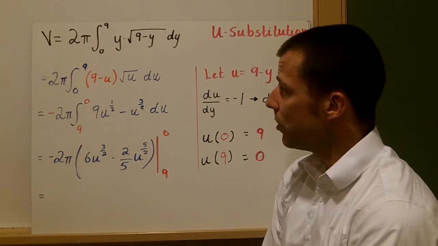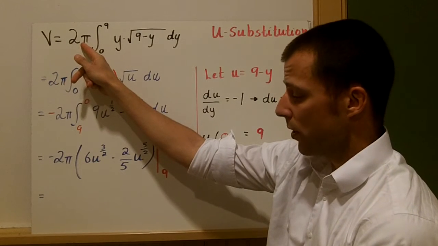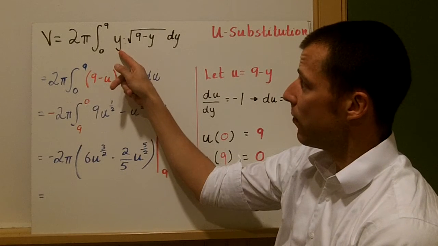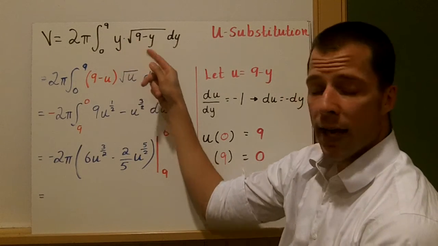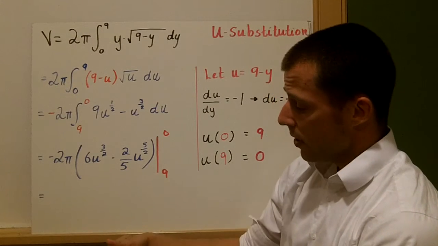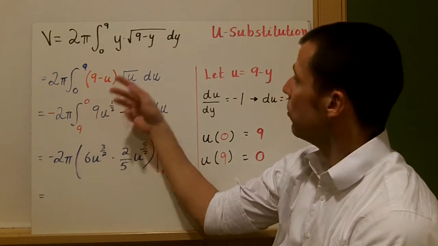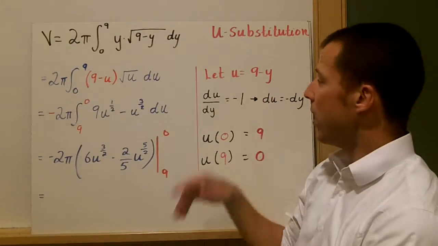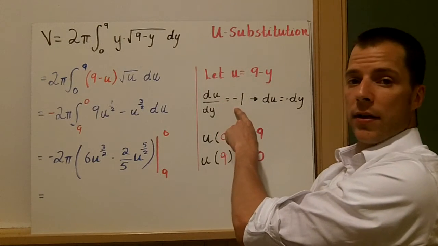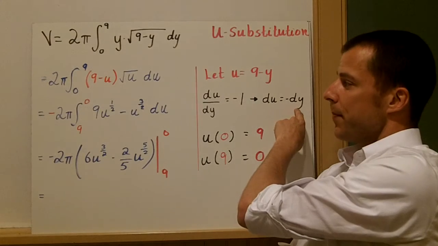So we're going to end up using u substitution here. We have the volume is equal to 2 pi, and we're going to go from 0 to 9, okay, and we have y times the square root of 9 minus y dy. So when we do that, we are going to let u be 9 minus y. So when we take the derivative, du dy, we get negative 1, which implies du equals negative dy.